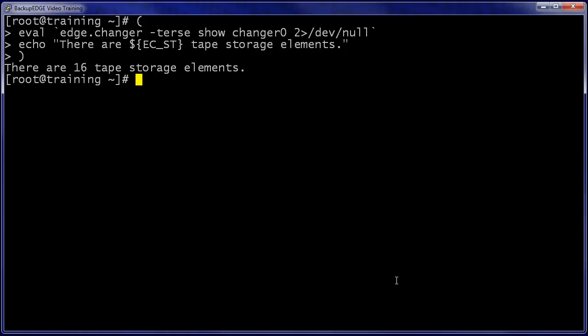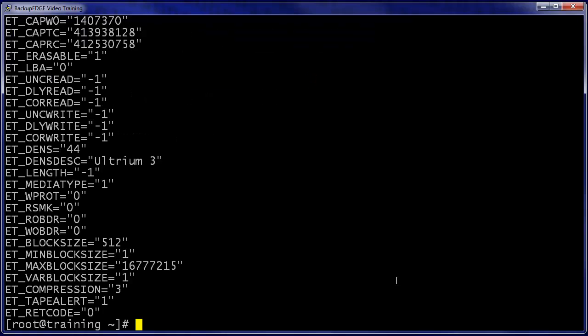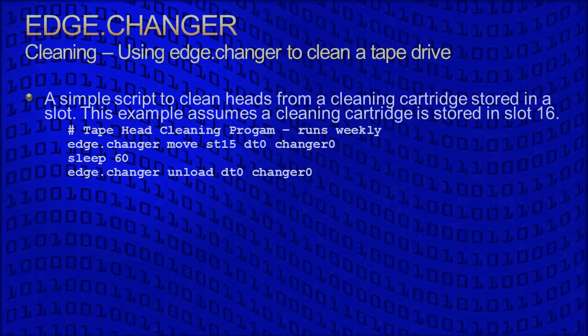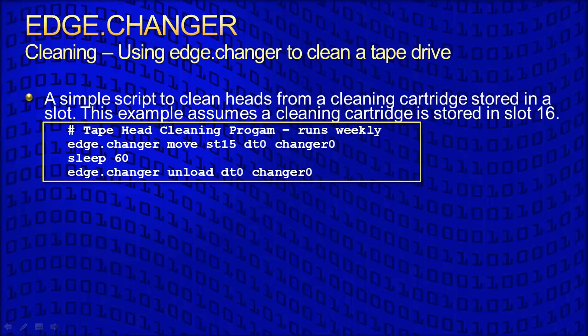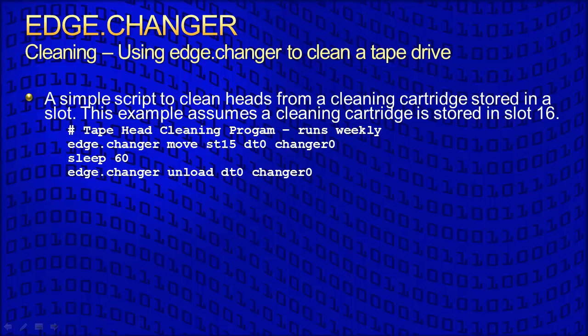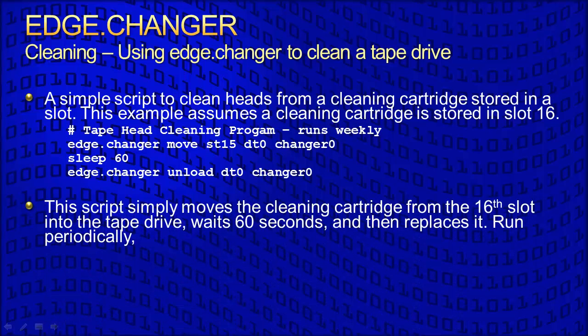One other note, the API used here is shared by many other BackupEDGE internal commands. For instance, the edge.tape command can read the tape drive status directly into a user program just by adding the -terse flag to its command usage and evaluating the results. Here's a quick example. Here is a simple script fragment to clean tape heads from a cleaning cartridge stored in a slot. This example assumes a cleaning cartridge is stored in slot 16. This short script automates the process of inserting a cleaning cartridge, waiting for a minute, and then putting it back.